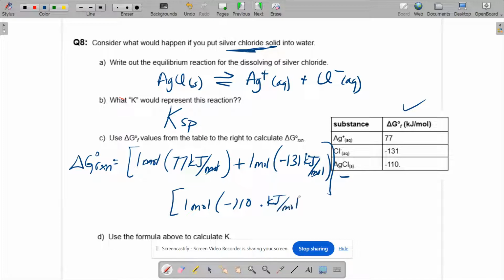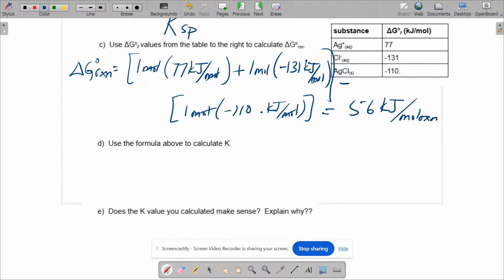Hopefully you guys are working this out along with me. We do the products minus reactants for the delta G of formation values, and it comes out to 56 kJ. You could write per mole of complete reaction if you want, or just leave that out entirely. Notice that delta G is positive because this process is not thermodynamically favorable in the forward direction, and that's what we remember from KSP, right? So let's go ahead and calculate KSP.